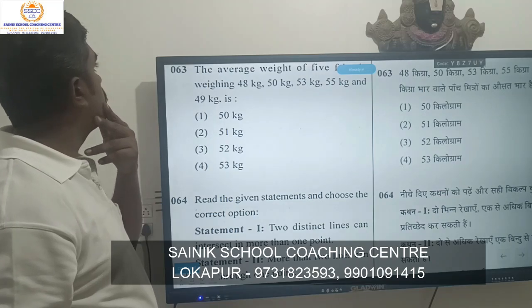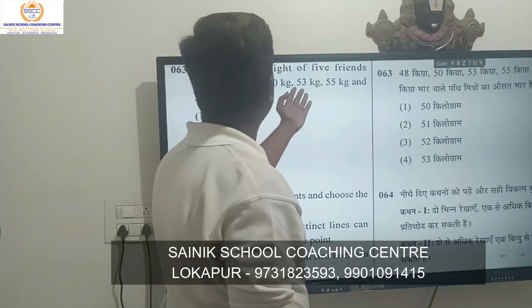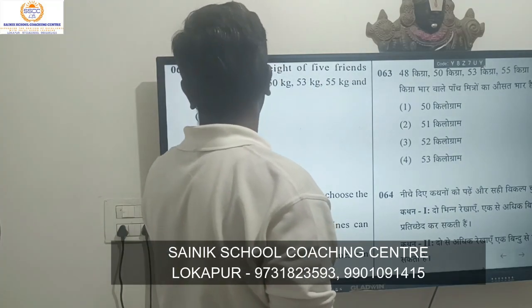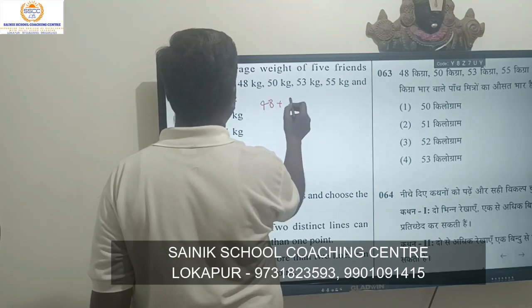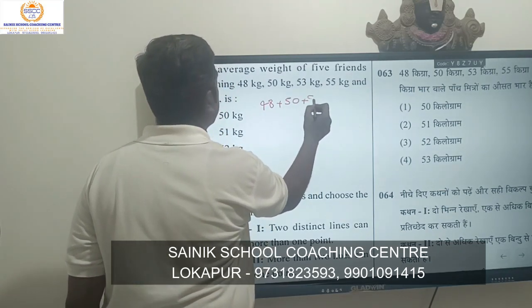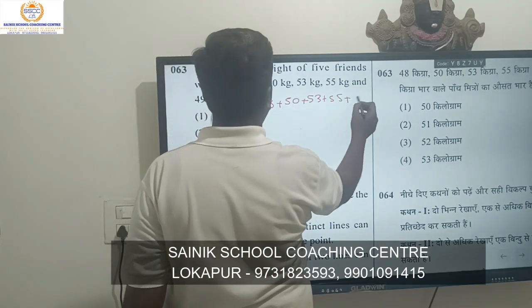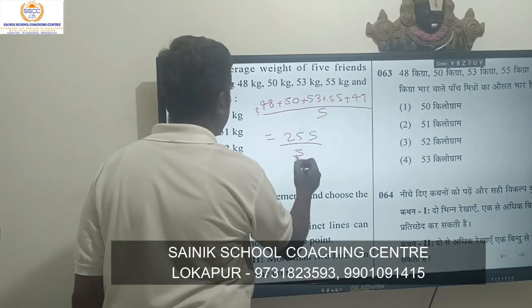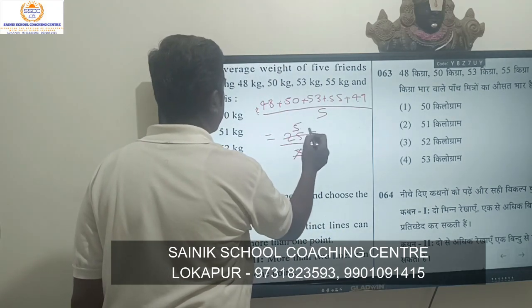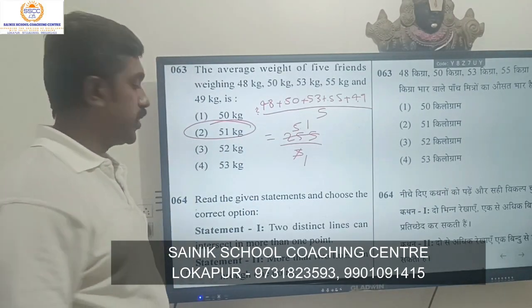Weights of 5 friends: 48 kg, 50 kg, 53 kg, 55 kg and 49 kg. You have to find the average here. 48 plus 50 plus 53 plus 55 plus 49 divided by 5. 5 fives are 25, 5 ones are 5. Option 2 is the right answer.